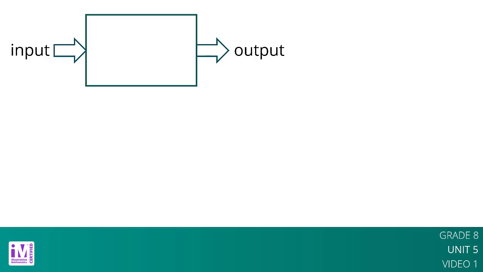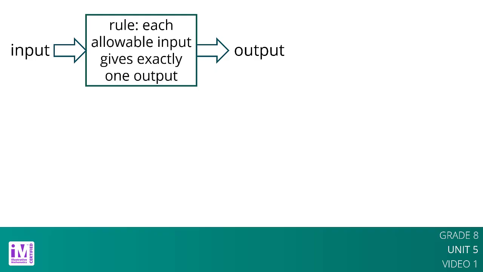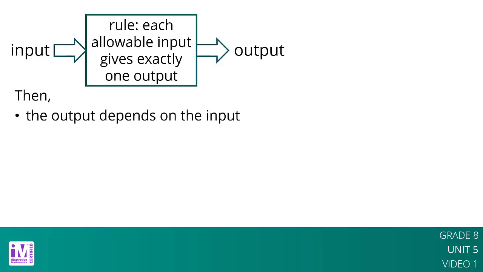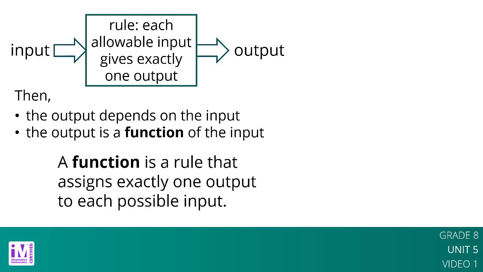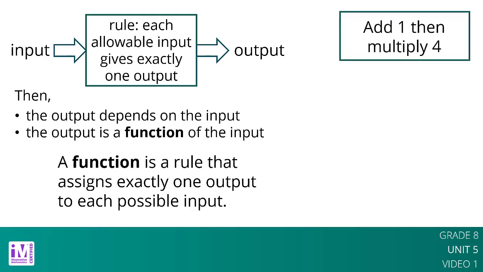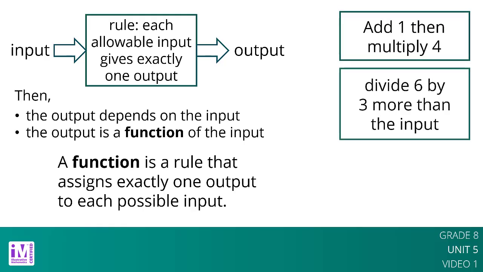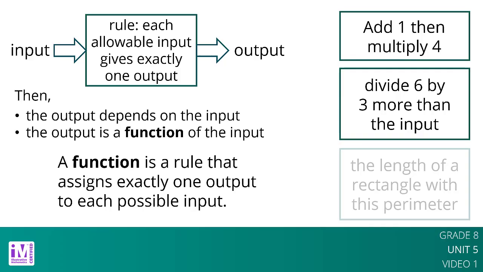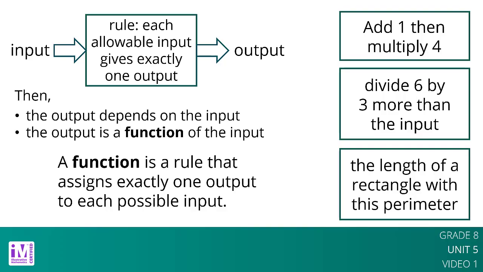Let's say we have a special type of input-output rule that for each allowable input gives exactly one output. Then we also say that the output depends on the input, or the output is a function of the input. A function is a rule that assigns exactly one output to each possible input. Both rules we have seen so far, add 1, then multiply by 4, and divide 6 by 3 more than the input, are functions.